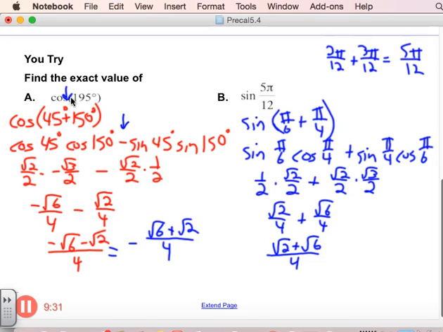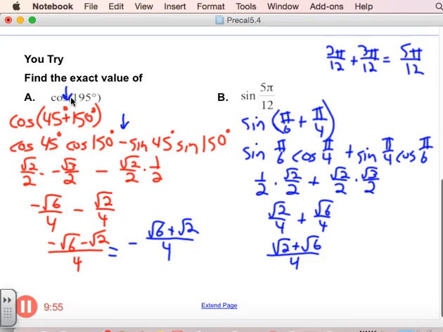All right, so then for sine of 5 pi over 12, we want to figure out what are two of our angles on the unit circle that can add up to 5/12 or subtract. Well, we can do 2/12 plus 3/12 to give us 5/12. 2/12, of course, is pi over 6. 3/12 is pi over 4. So we can use pi over 6 and pi over 4 and use a sum formula for the sine.